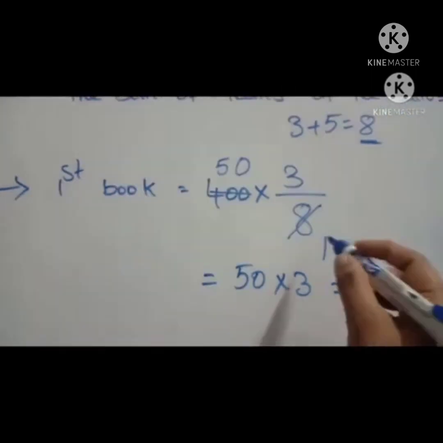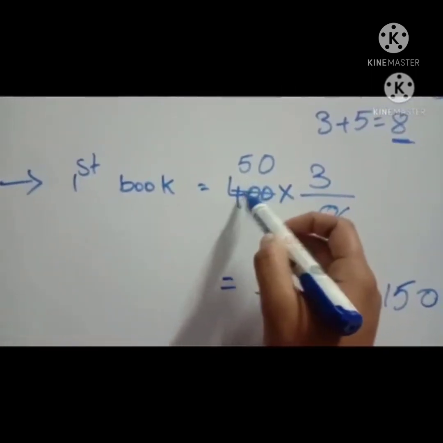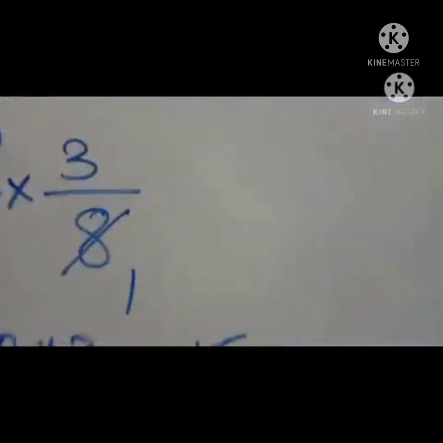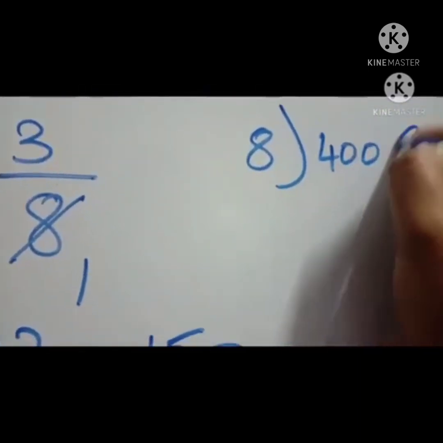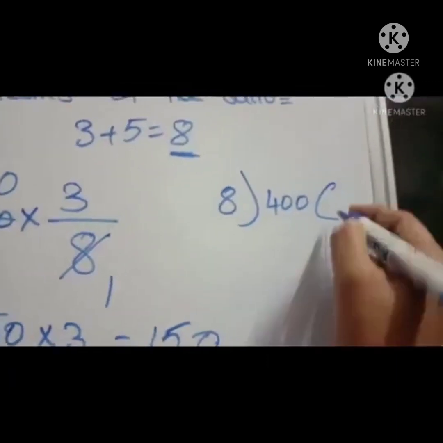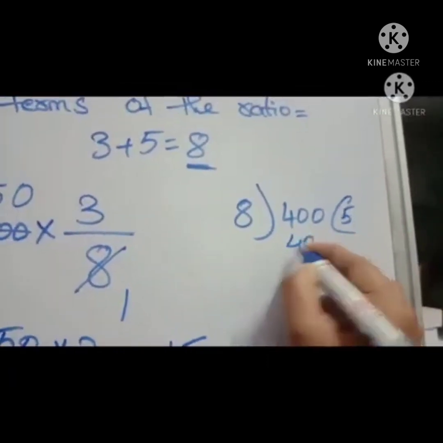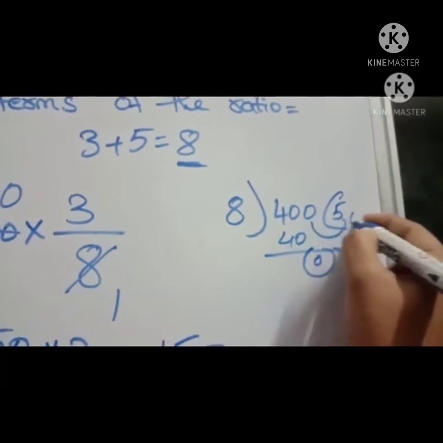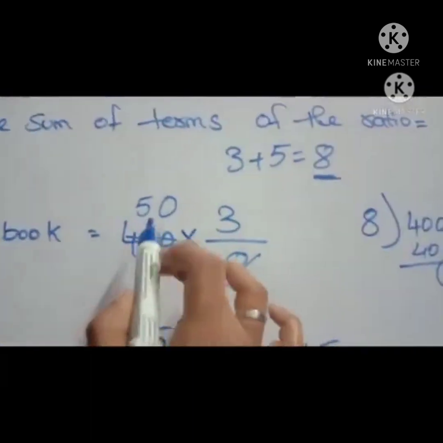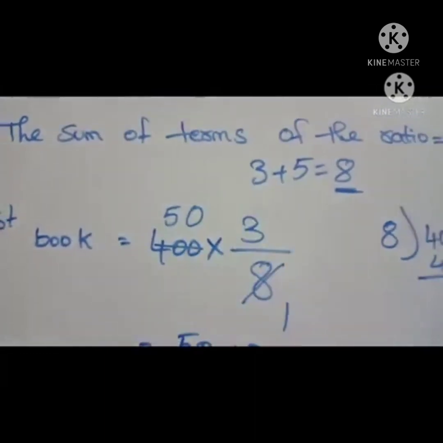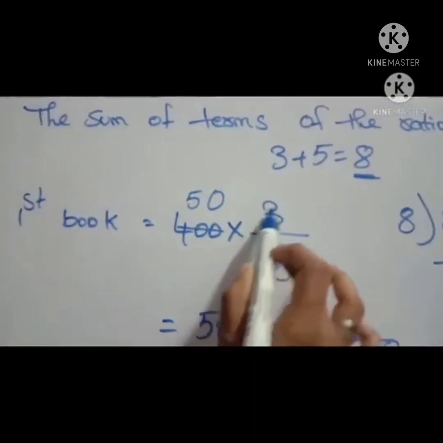150 rupees. This is how we did the cancellation. We checked whether it is there in the 8 table. If you can't do the cancellation like this, you can easily do division also. 8 into 400. OK, 8 5s are 40. 1 0 is there. Take out the 0 and write in the quotient. So what is the quotient here? 50. Write here 50. Again 50 into 3 is there.